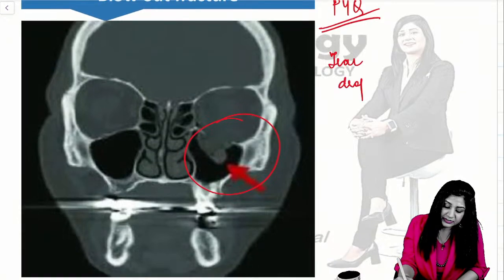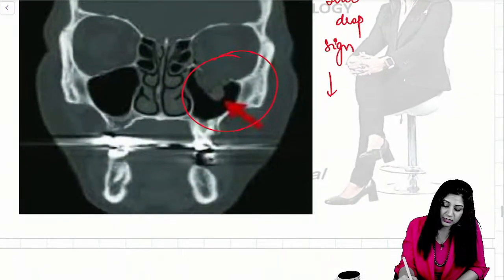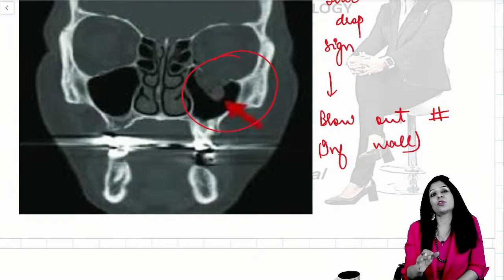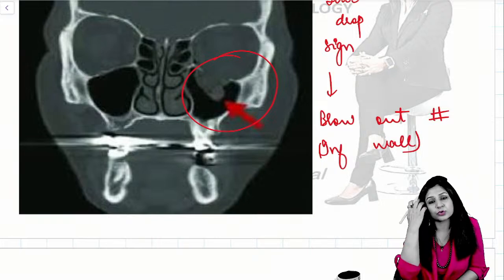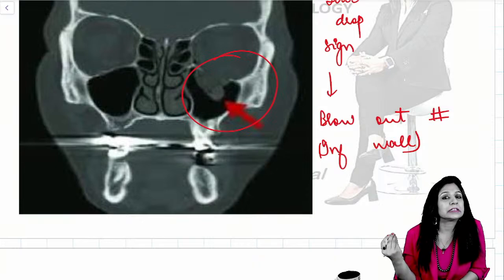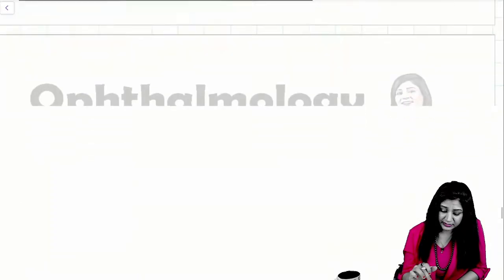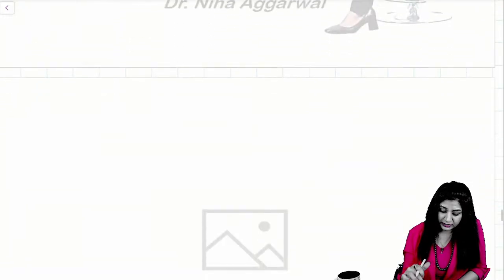This is called the teardrop sign, and teardrop sign is found in the blowout fracture, and blowout fracture is most common in the inferior wall or the floor. This particular picture also has been asked so many times. You should know that blowout fracture is found in blunt trauma, most common in the inferior wall or the floor. Very, very important.